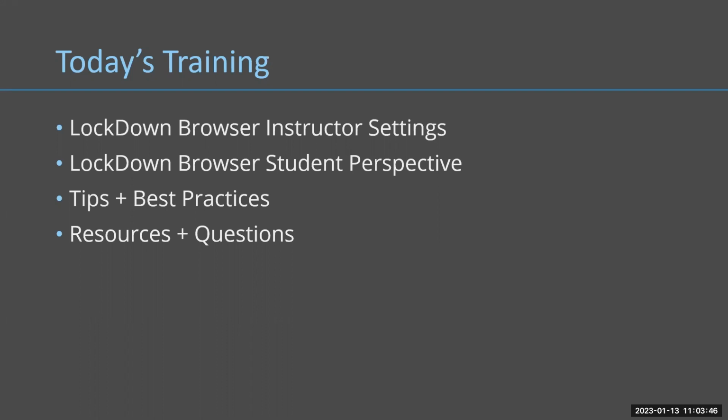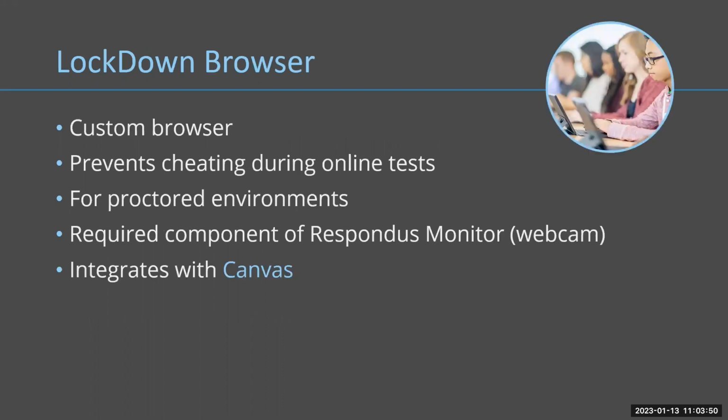So let's start with Lockdown Browser. What is Lockdown Browser? Well, it's a custom locked browser for use in online testing. It prevents cheating, and it can be used in proctored environments. So think about testing centers or even classrooms, and it integrates seamlessly with your Canvas environment.